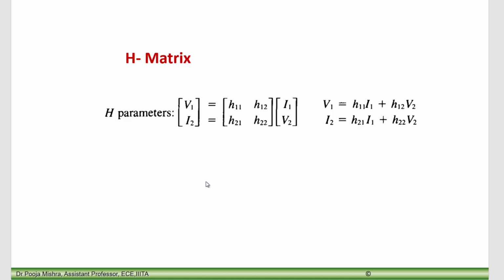The next parameter is the H matrix. It is called the hybrid parameter. Why hybrid? Because it relates input and output parameters together as independent and dependent variables. The dependent variables are V1 and I2, the input voltage and the output current. Where is this parameter used? In transistors, VBE, IC, if you know this parameter.